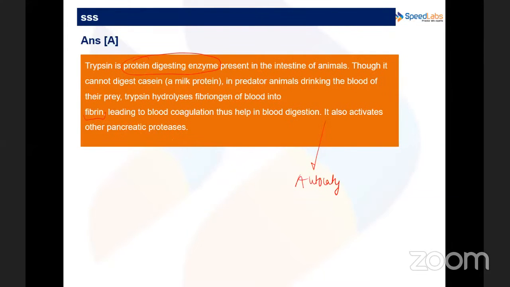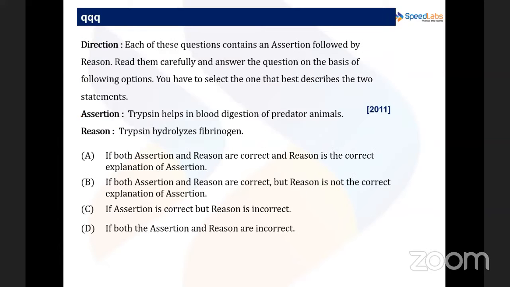So it activates other pancreatic proteases. Reason explains assertion. It helps in protein digestion by forming the fibrinogen into fibrin. Hence, option A is correct.